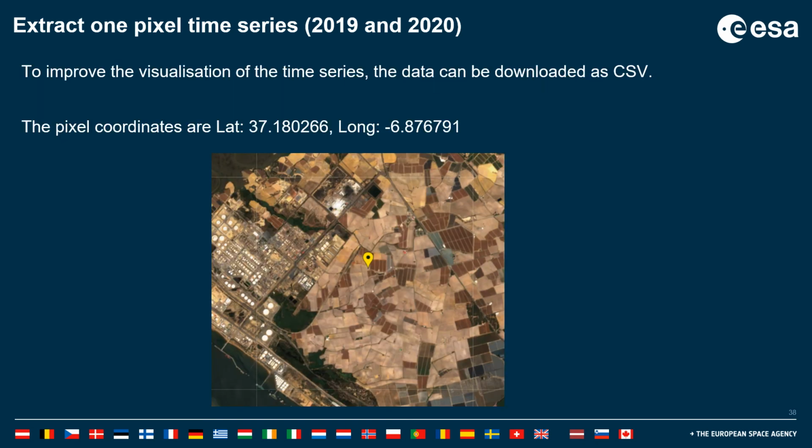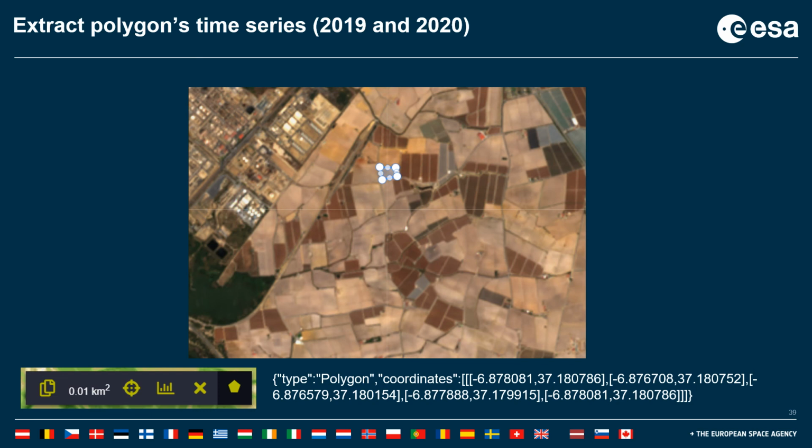Now, since it is possible to download the time series, for example, as an Excel, that is a chance for you to improve the visualization, to adapt the visualization to something that suits your needs. In this slide, you can find the coordinates of the pixel. On the other hand, if you are interested in extracting the time series of a polygon, I'm leaving here the coordinates of the polygon, meaning the string that you would need to copy to import the same exact polygon as I used in this exercise.